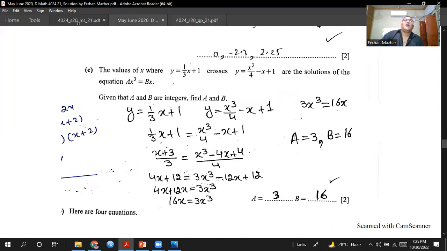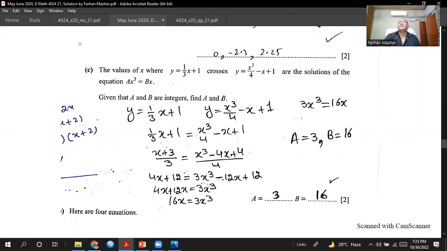Okay. Now here on your screen, you can see y = 1/3 x + 1, and the other equation of the curve is y = x^3/4 - x + 1. So I will equate both of these equations. Their y values will be equal to each other. So x/3 + 1 is equal to x^3/4 - x + 1. So I will take the LCM on the left side. I will also take the LCM on the right side. So on the left side, the LCM is 3. So you will have (x + 3) divided by 3.